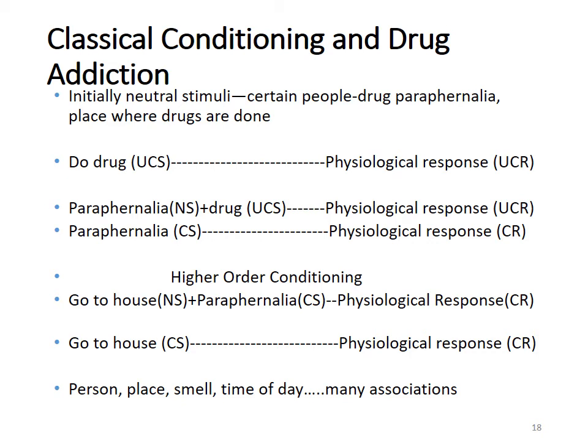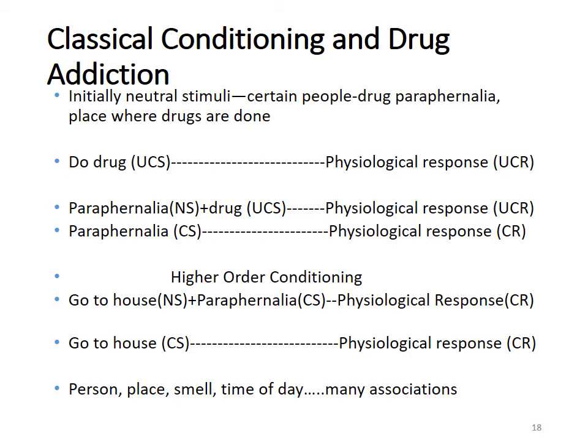Higher order conditioning is also involved in drug addiction. For example, we have the neutral stimulus of going to a particular house. So you go to this house, you use the paraphernalia, which is already a conditioned stimulus, and you get the physiological response, which is a conditioned response. After several pairings of going to the house, the neutral stimulus, and the paraphernalia, the conditioned stimulus, eventually going to the house alone becomes a conditioned stimulus, which causes a physiological response.